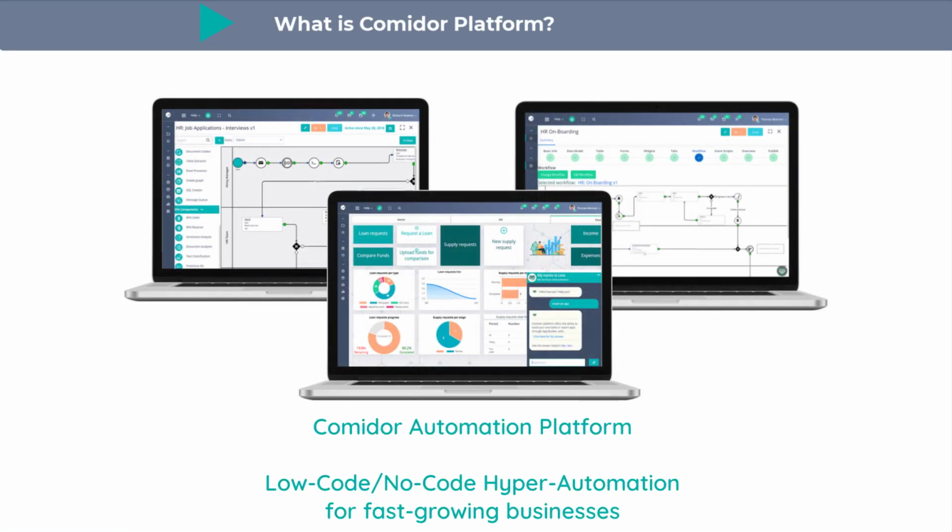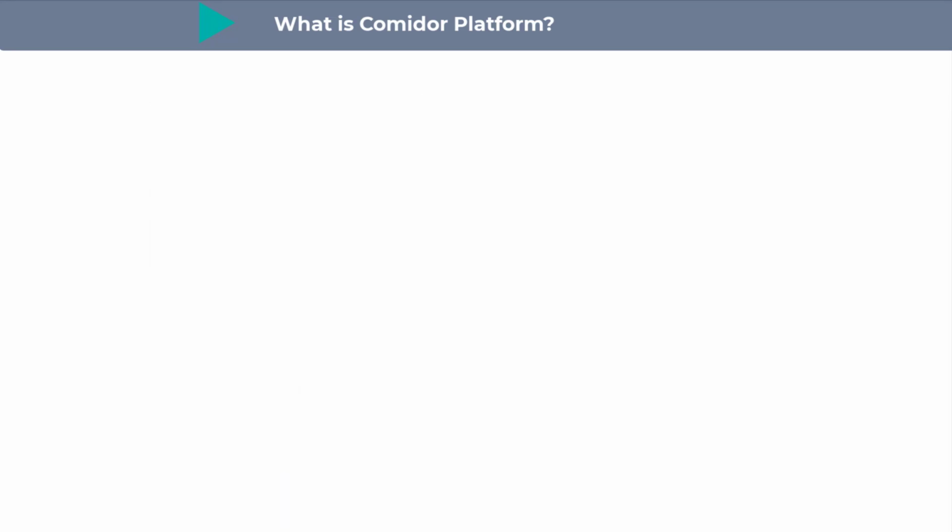Comidor is a low-code, no-code hyper-automation platform for fast-growing businesses. Comidor functionalities can be classified into four main pillars.